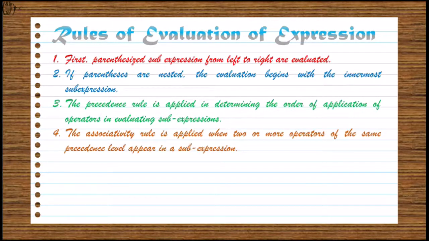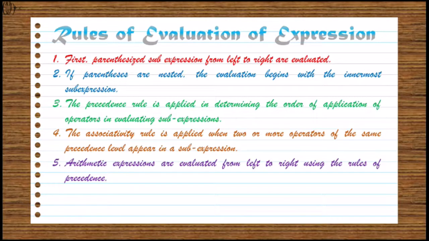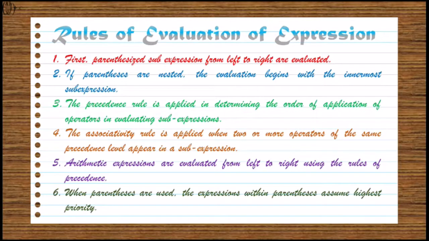The fourth one, the associativity rule is applied when two or more operators of the same precedence level appear in a sub expression. Fifth one, arithmetic expressions are evaluated from left to right using the rules of precedence. And the sixth one is when parentheses are used, the expressions within the parentheses assume highest priority.